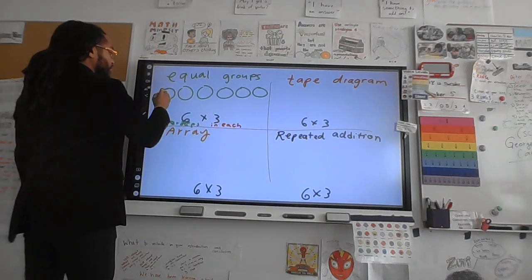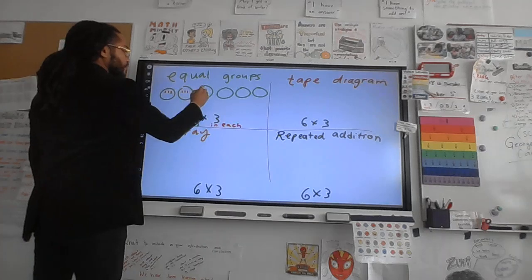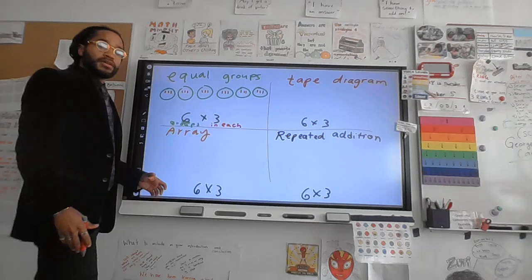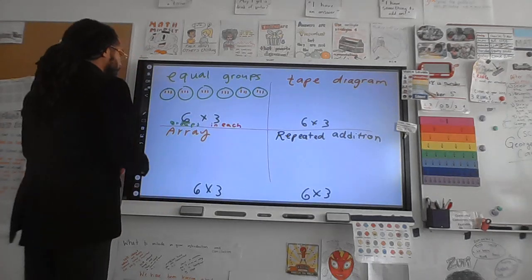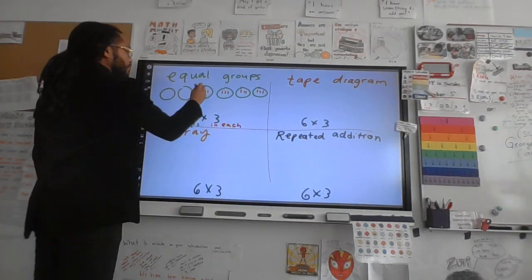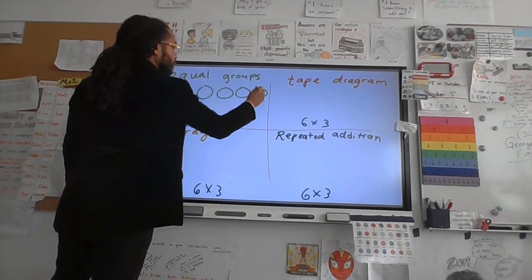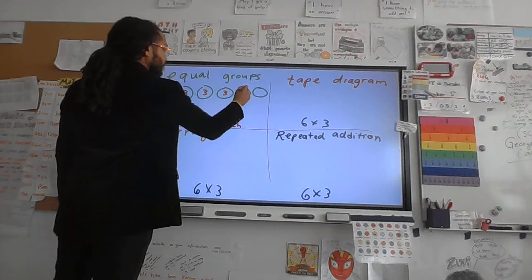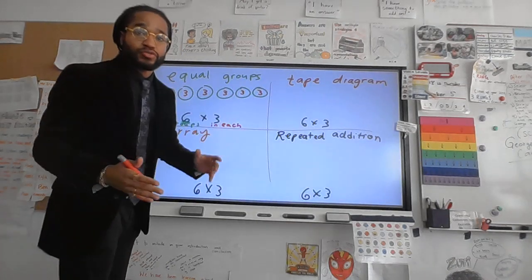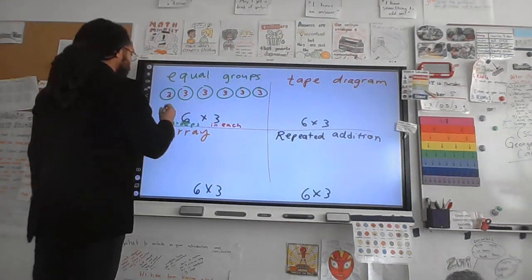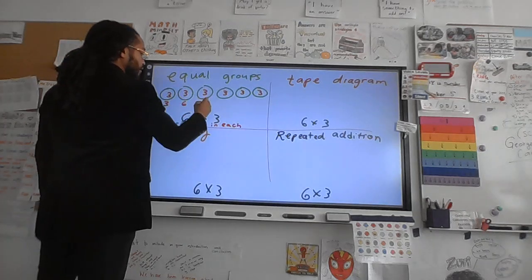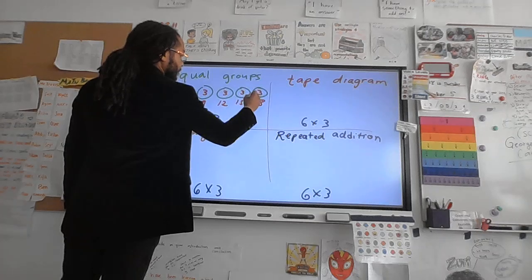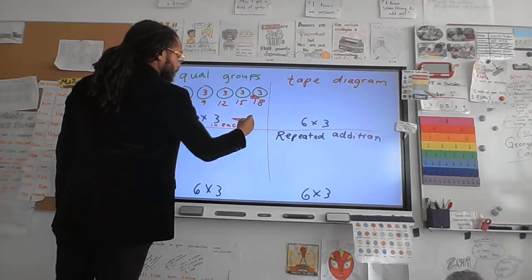So I could go like this: 1, 2, 3, 1, 2, 3, and so on for each group. Or for students that are a little bit more advanced, they can write the number 3 in each. But I always require students to write their skip counts on the outside like this: 3, 6, 9, 12, 15, 18. Let me crown the answer. So this equals 18.